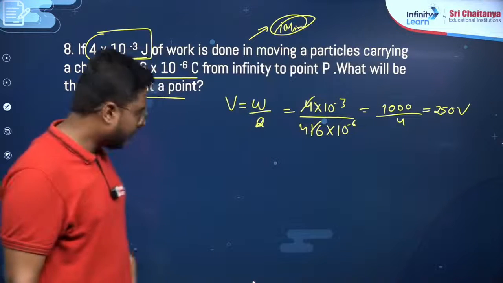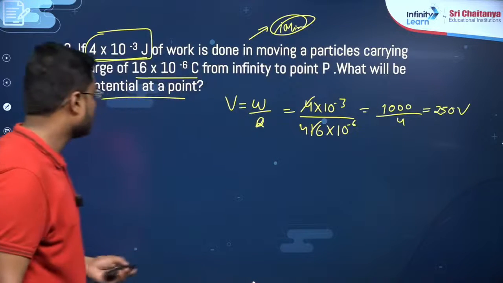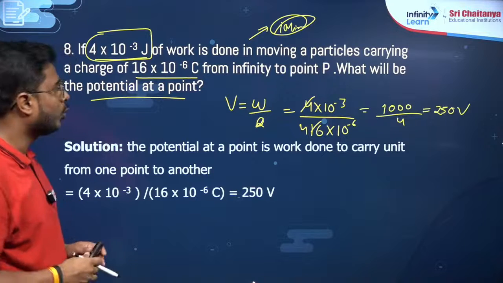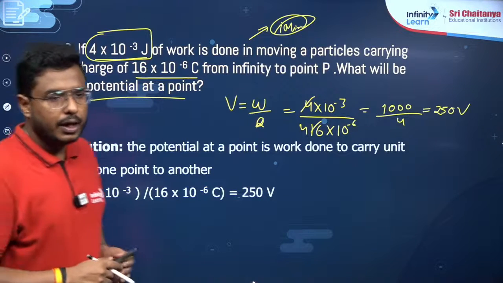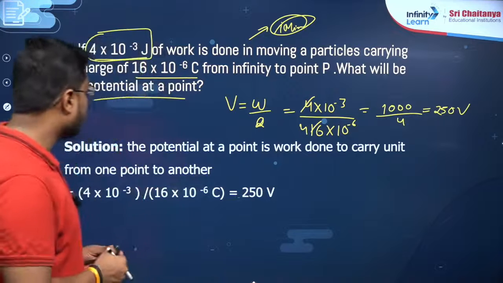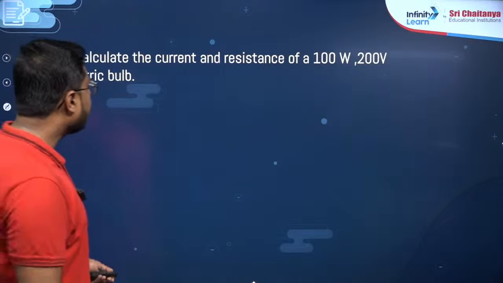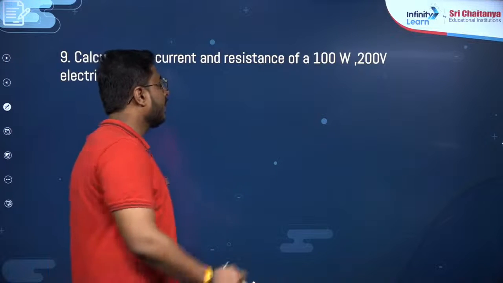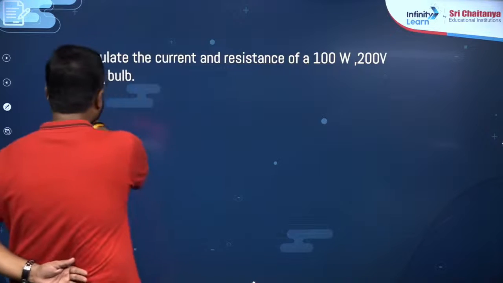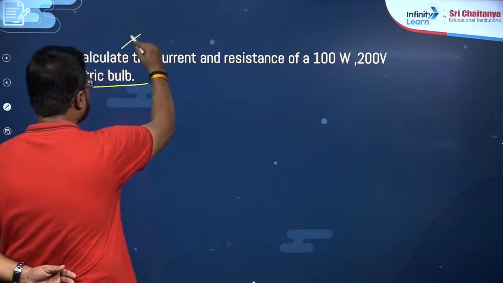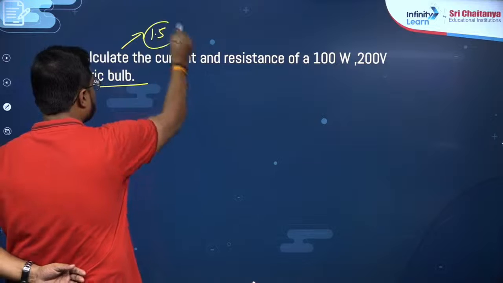Easy? Clear everyone? Very easy question it is. So I hope you all are clear with the answer, 250 volt. Okay. Now, let's see what is the next question here. Calculate the current and resistance of a 100 watt and 200 volt electric bulb. Again, students, you are having 1.5 minutes to solve this question.